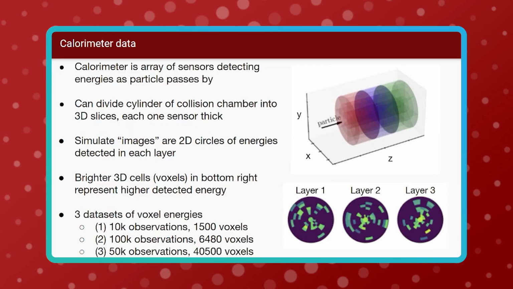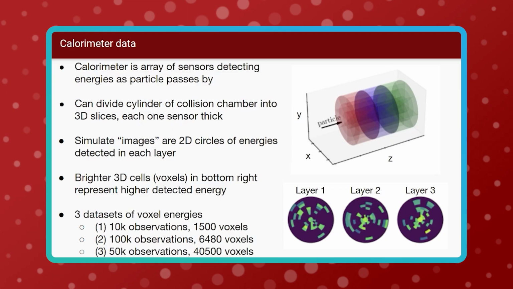So let's first talk a little bit about the data that we're actually working with. As mentioned before, a calorimeter is essentially an array of sensors within a cylindrical collision chamber. We can divide the cylinder into a series of 3D slices, which are each circular as seen in the bottom right image, which are by the contour with a bunch of colored rectangles. Each rectangle is essentially a chunk of 3D space in the calorimeter that has a sensor responsible for it. The colors here are indicating how much energy that sensor has detected. The brighter the color, the more energy detected.